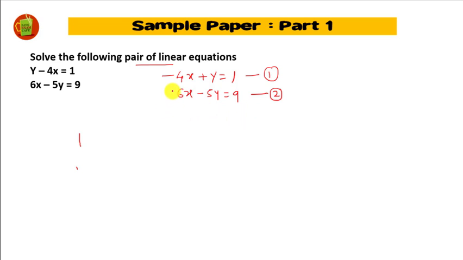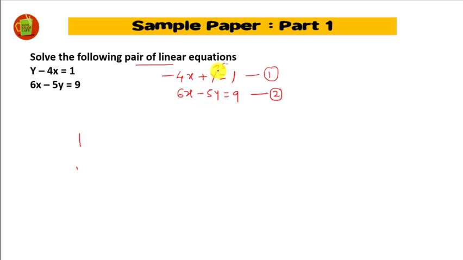Now friends, here we make the coefficients of either the x variables equal or that of the y variable equal, and that method we call the elimination method. So we will solve this by the elimination method. So make these two equal. Here it is very easy to eliminate the y variable. We will have to just multiply this by 5, so this will be 5y and this will be minus 5y, and these both will get cancelled. So we will eliminate the y variable.